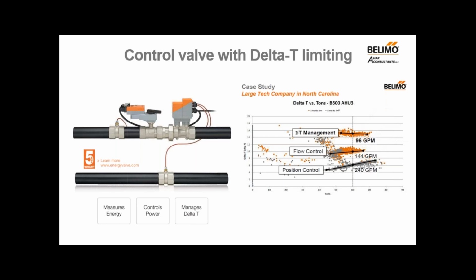Now let us look at how a control valve can be used to ensure proper operation of your cooling coil. The energy valve has the capability for 3 control strategies. There are delta T management, flow control, and also position control. You may choose which of these functions suit your application. For today, I am going to talk about delta T management only.